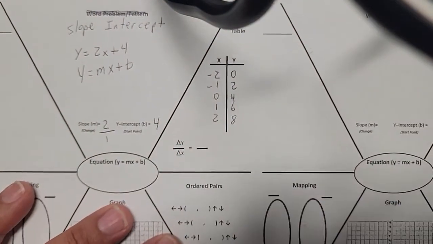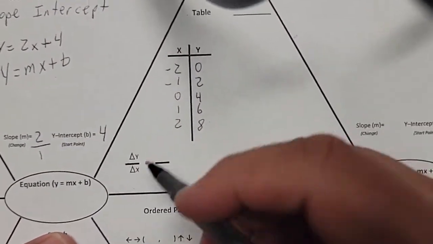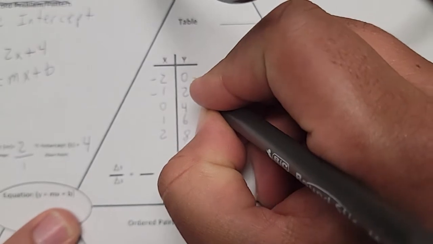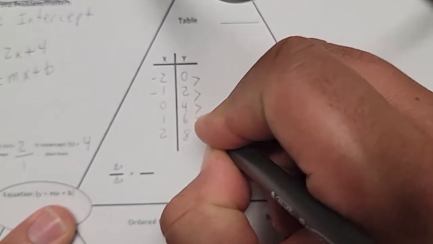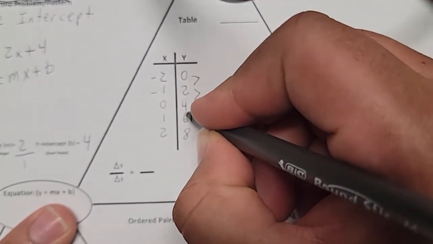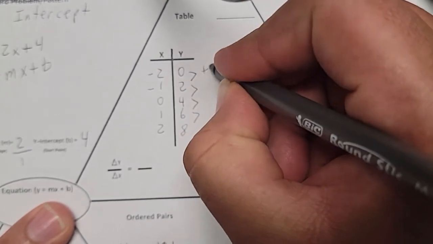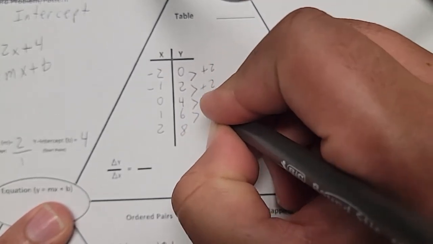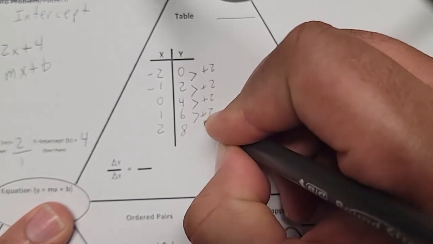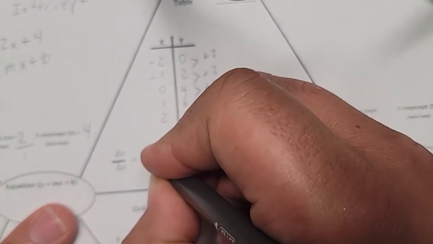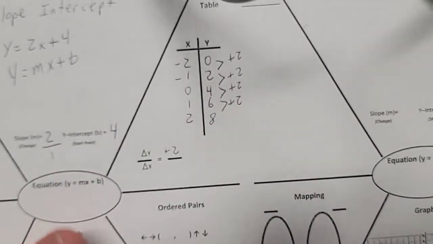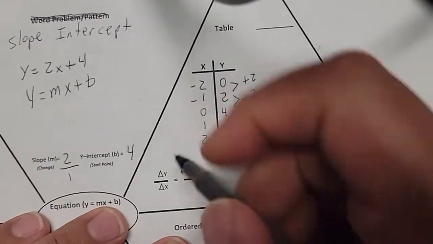Now, the delta y over delta x. All right, remember, what is the change? If we follow a pattern, I notice that every single time the y is changing, it's increasing by 2. So I have a +2 every time. All right. So that means my delta y, the change in the y, is going to be a +2. So that does match my slope. It looks like I'm good so far.